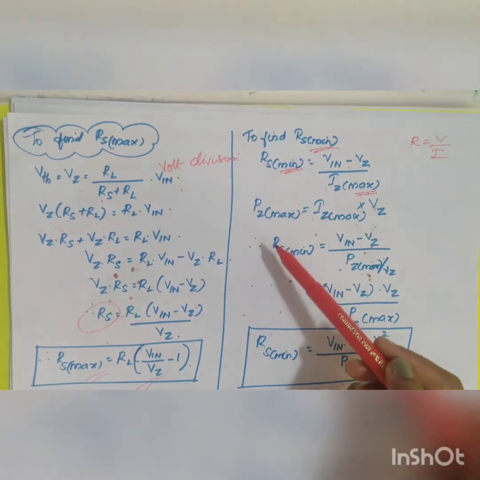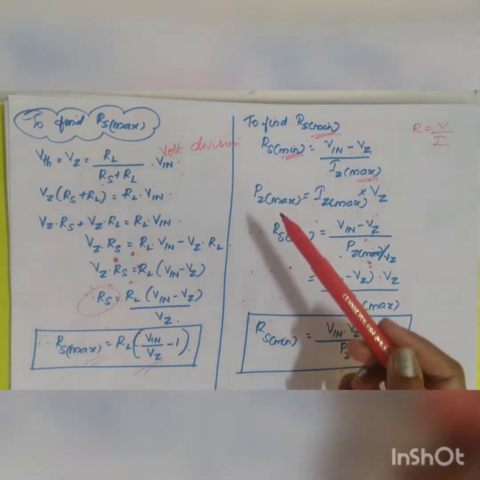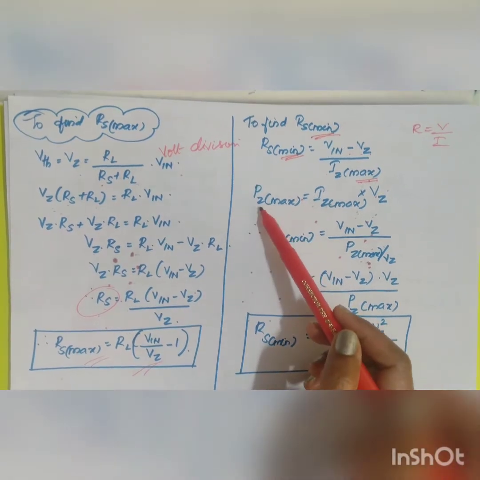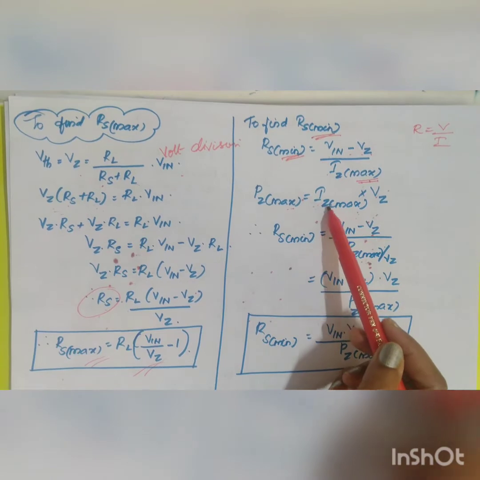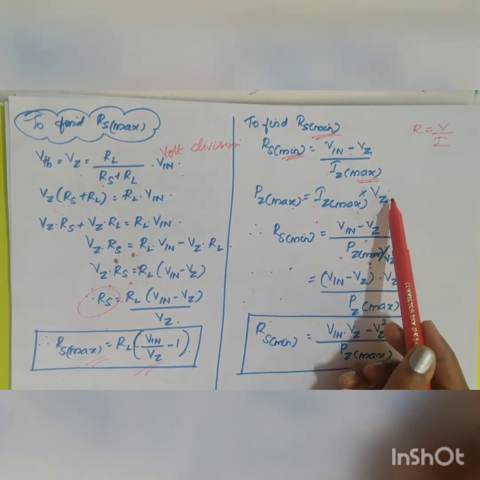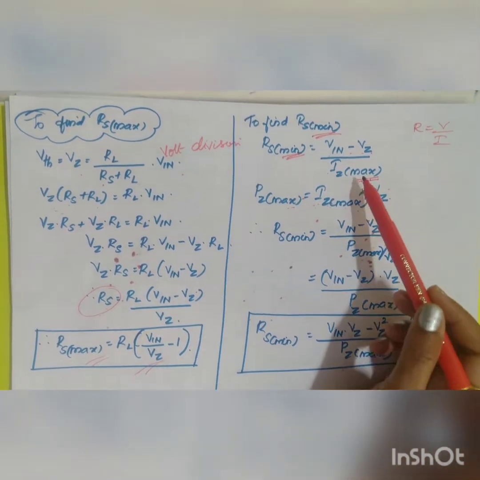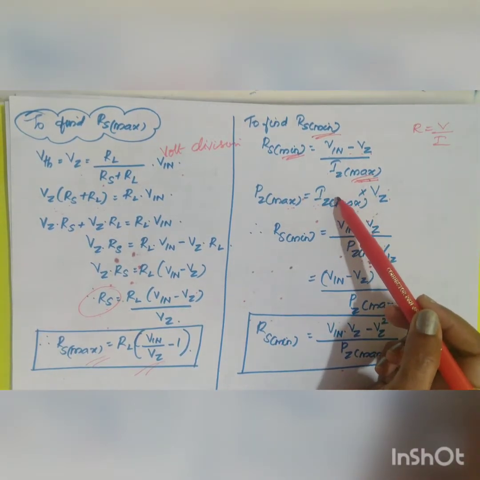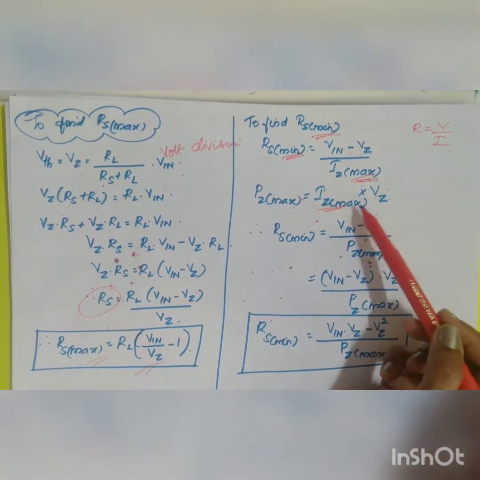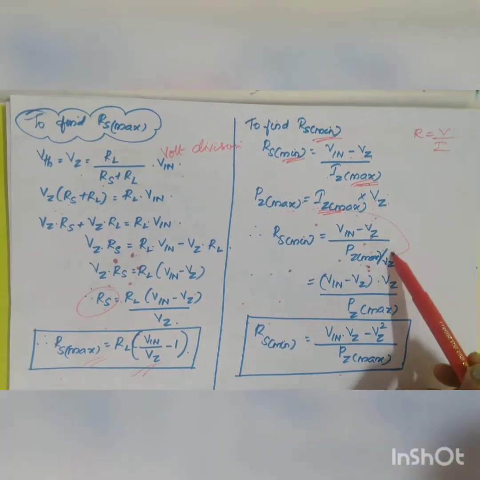But you know that the maximum power dissipated by the Zener diode, Pz max, is equal to Iz max into your Vz, right? So can you substitute the value for Iz in this equation from Pz max? So what will be your Iz max? Pz max divided by Vz. So I have substituted this here.